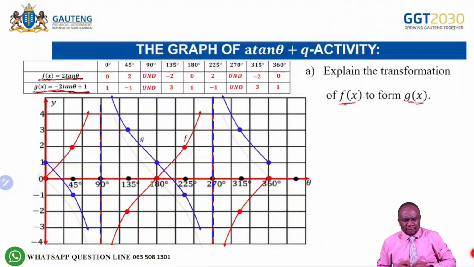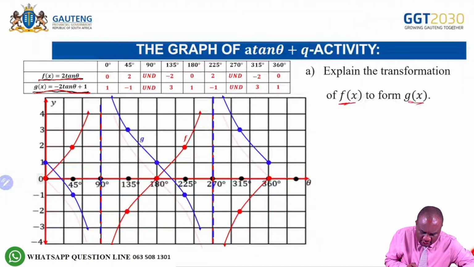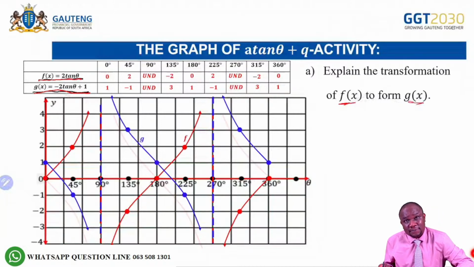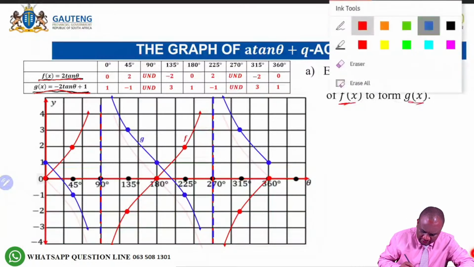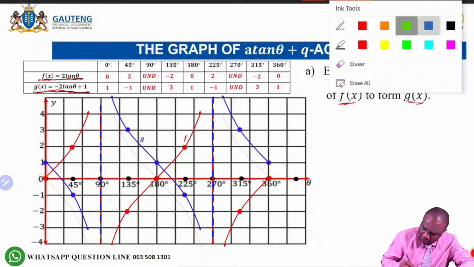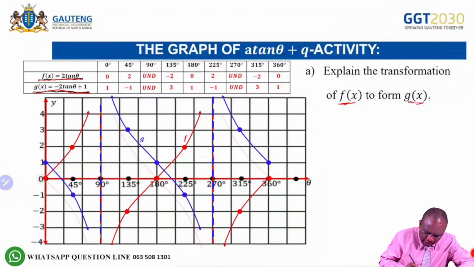Right, what did you find out? Now, if you check f of x, I'm not sure if this is clear. Let me change the color. If I use blue, then it's going to confuse us. Let me choose green. Right, you check, I have lines here. You see these lines? They're faint.